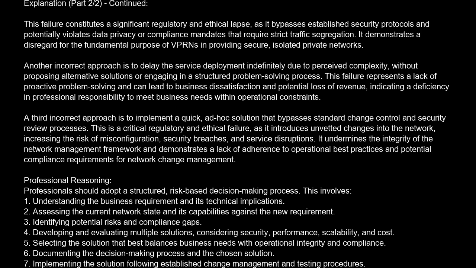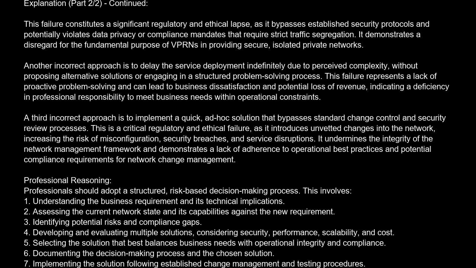Another incorrect approach is to delay the service deployment indefinitely due to perceived complexity, without proposing alternative solutions or engaging in a structured problem-solving process. This failure represents a lack of proactive problem-solving and can lead to business dissatisfaction and potential loss of revenue, indicating a deficiency in professional responsibility to meet business needs within operational constraints.